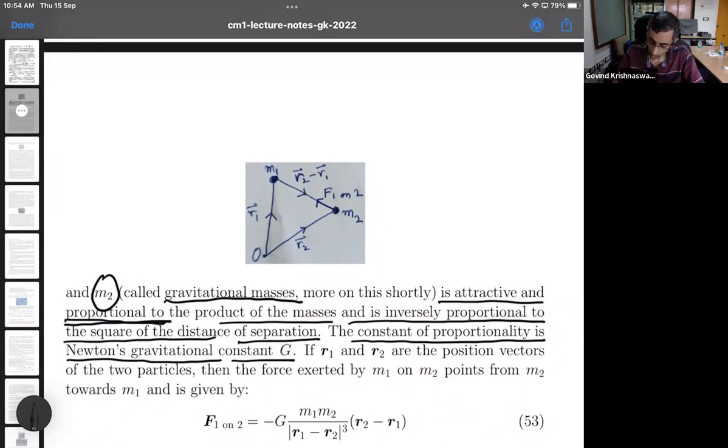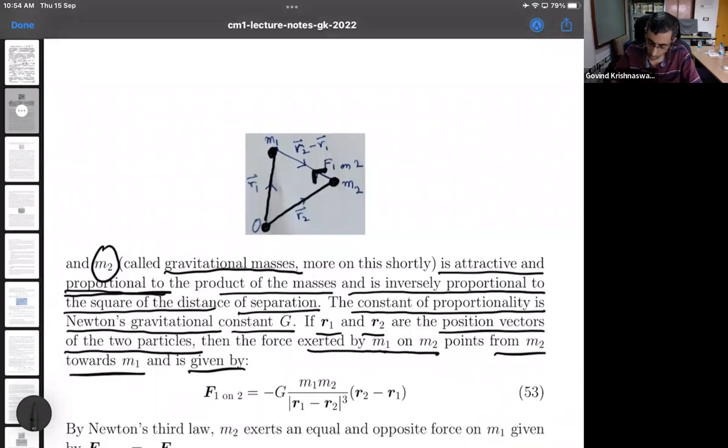So let's write down a formula. If R1 and R2 are the position vectors of the two particles at some instant of time. So you have two masses, m1 and m2. You have an origin here. You have the position vectors R1 and R2 indicated in this diagram. Then the force exerted, we have to be specific here, the force exerted by m1 on m2. M1 is drawing M2 towards itself. So the force would act in this direction. The force of M1 on M2 points from M2 towards M1 and is given by this formula.